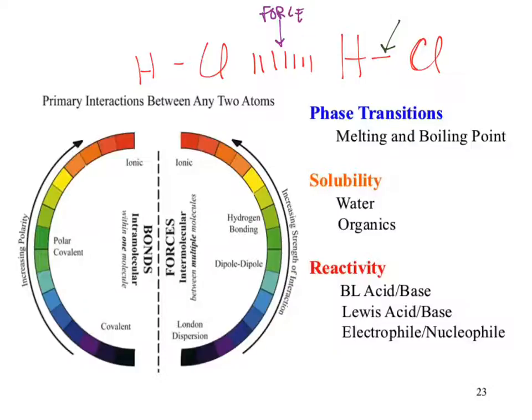If it dissociates, what do we end up with? H+. What's the definition of Bronsted-Lowry acid? Hydrogen donor. There's our H+. Okay? So we can use our bonds and forces to help us predict reactivity.